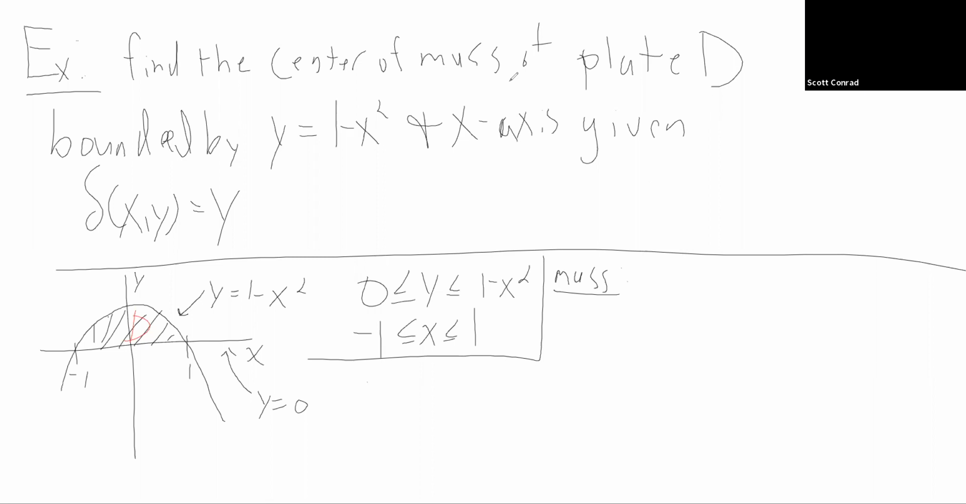So let's first find the mass. Mass is the integral of the density over our region D. Our density is just y. We said this is a vertically simple region, so we're integrating with respect to y first. y goes from 0 to 1 minus x squared, and x goes from -1 to 1. Oops, sorry, not dA, dy dx.